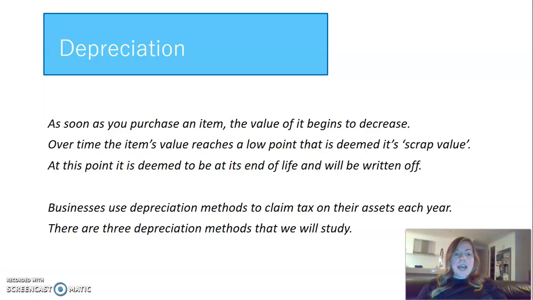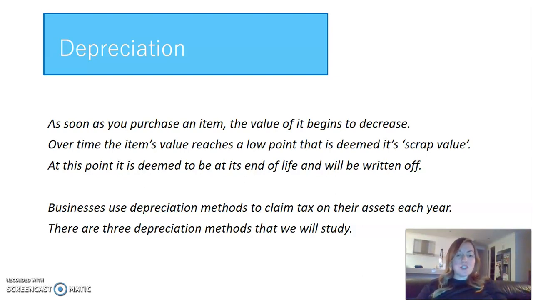Essentially, as soon as you purchase an item, the value of that item begins to decrease. This course covers the loss in value of these items as they're getting older or as they're being used. Over time, an item will eventually reach a low point, and at that point, it's deemed to be at scrap value, and at that point, we would write the item off.